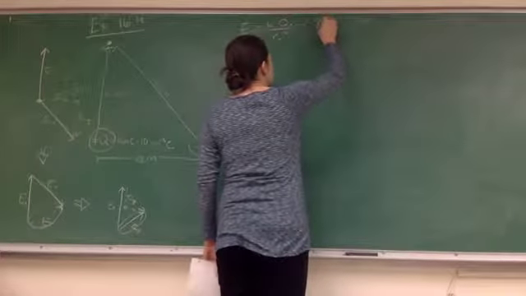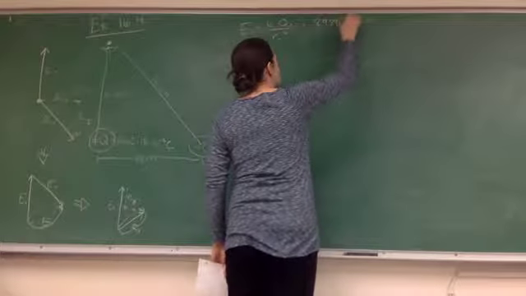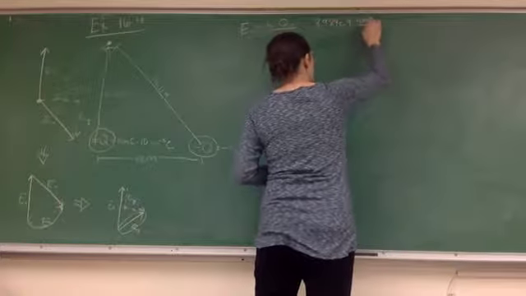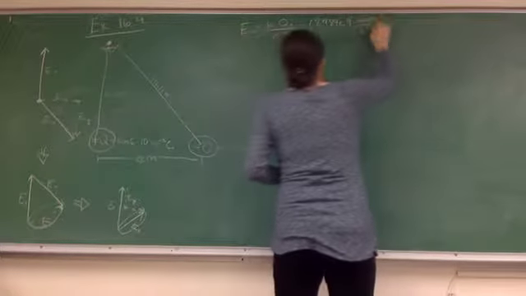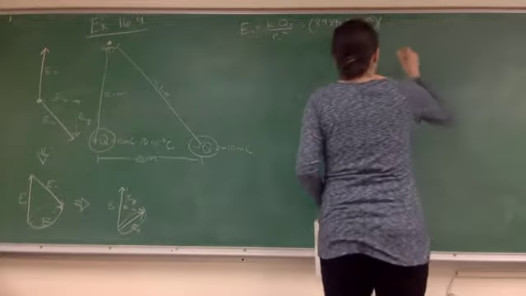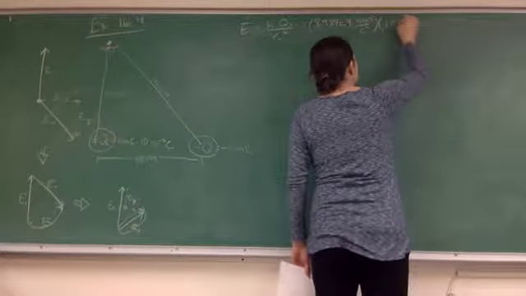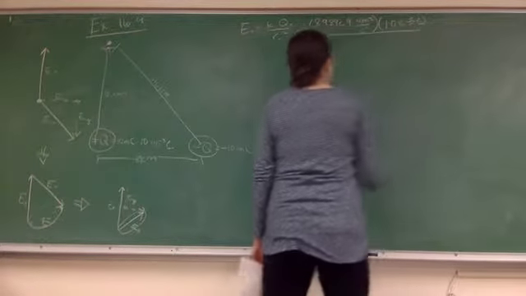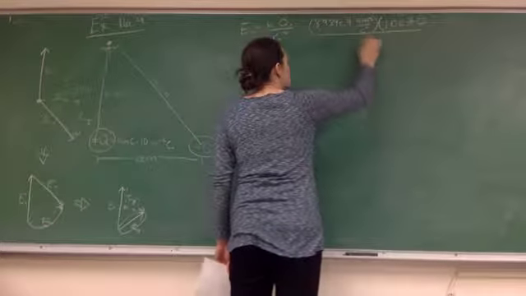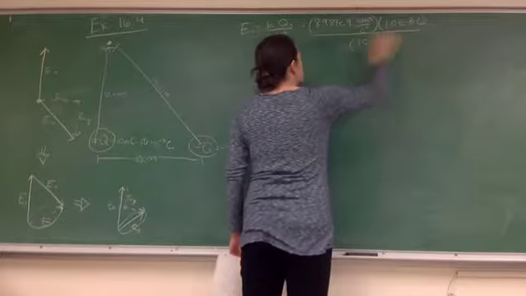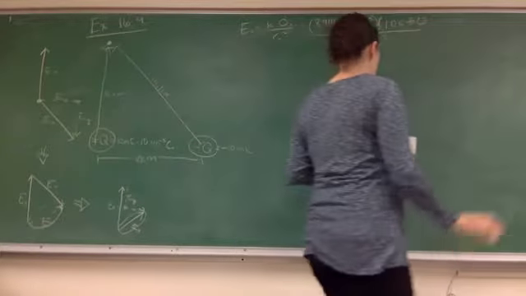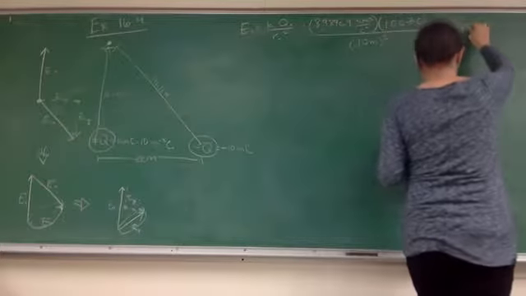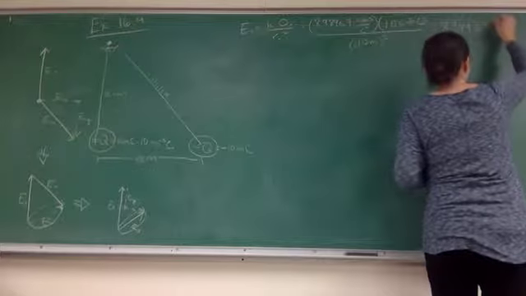So K is 8.989 times 10 to the 9th newtons meter squared per coulomb squared. And Q is 10 times 10 to the negative third, so that's 10 E minus 3 coulombs. And the distance is 10 centimeters, so that's 0.1 meters, 0.10 meters squared. And that is 8.989 times 10 to the 9th newtons per coulomb.